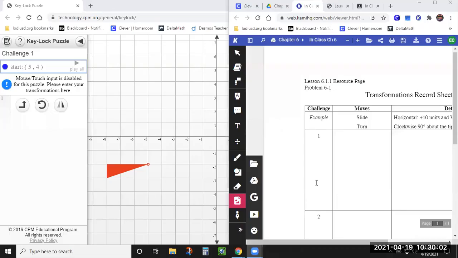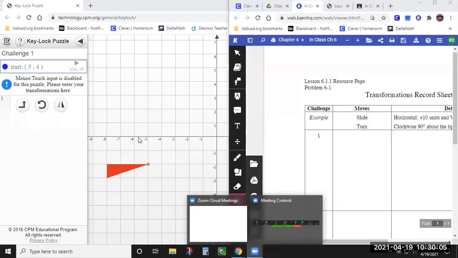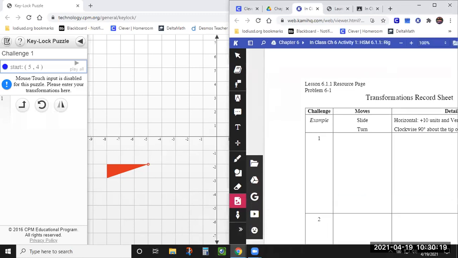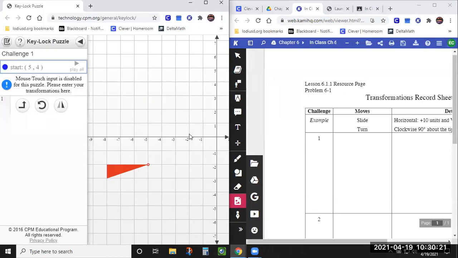So split your screen. Okay. Do you see my split screen? I'm checking if the share state did correct. Do you see my split screen? Okay. So I am going to take this Kami and I'm going to slide it all the way to the right. And then I'm going to pick my key lock. It's on the left.